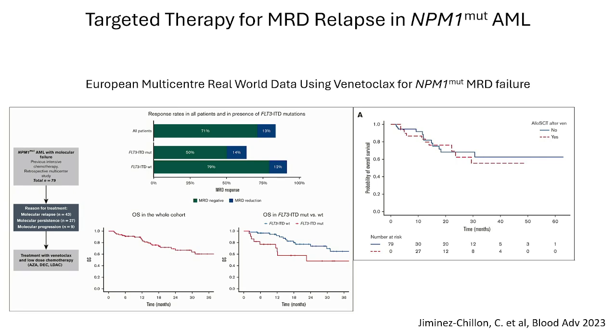according to the FLT3 ITD mutation status at baseline. With patients who had a FLT3 ITD mutation, only 50% of them achieving MRD negativity, compared to almost 80% in patients who are wild type. And this is reflected in the overall survival difference between these two groups, as you can see. Interestingly, but probably this data is rather unreliable, we did not actually see any difference between those patients that were bridged to transplant and those patients that just carried on with the venetoclax low-dose salvage treatment.